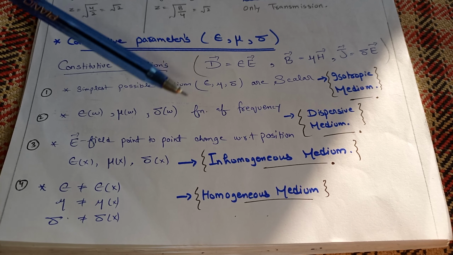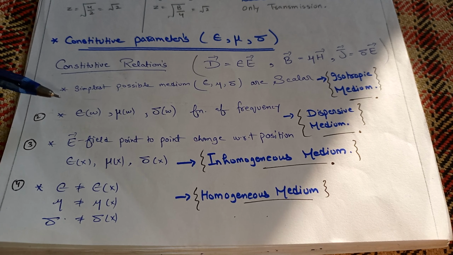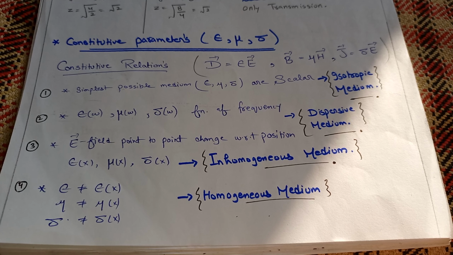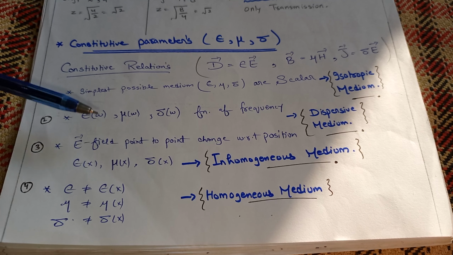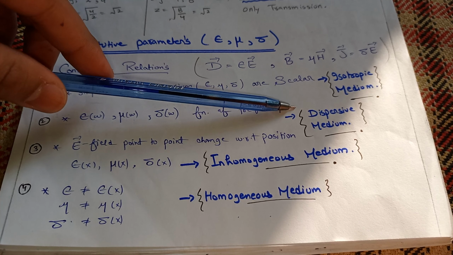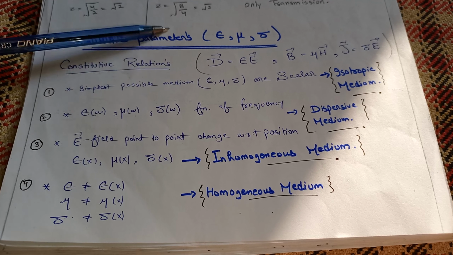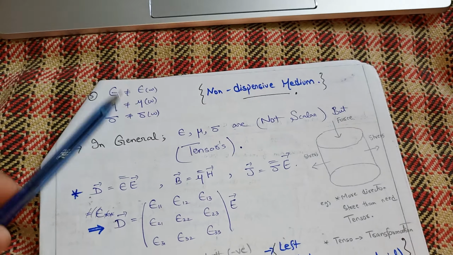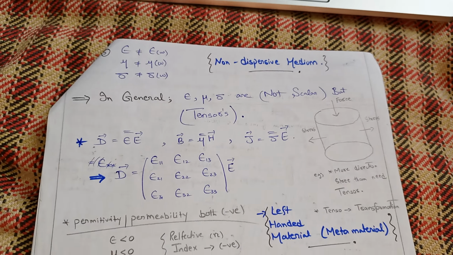Similarly, the electric field can change from point to point with respect to position. What does it mean? It means if your constitutive parameters are a function of position, then you can say that this is an inhomogeneous medium. But if your constitutive parameters are not a function of position, you can say this is a homogeneous medium. And if they are not a function of frequency, then you can say non-dispersive medium.